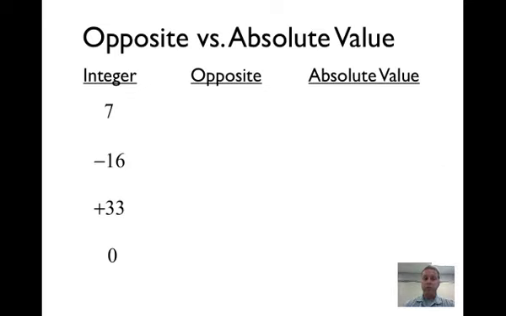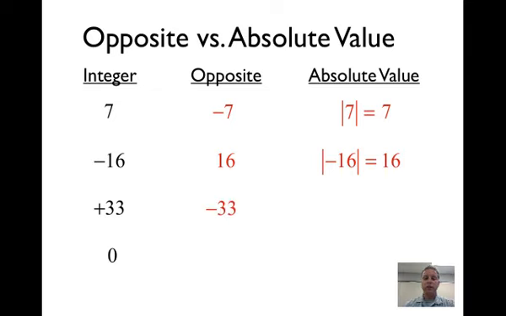So let's compare them. I keep saying it's not the opposite. What are the opposites? So the opposite of 7 would be -7. The absolute value of 7 would be +7. So what's the opposite of -16? Hopefully you're writing 16. What is the absolute value of -16? Well, how far is -16 from 0? 16 spots. A +33. What is the opposite of +33?